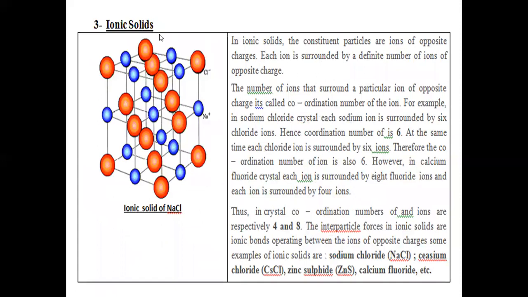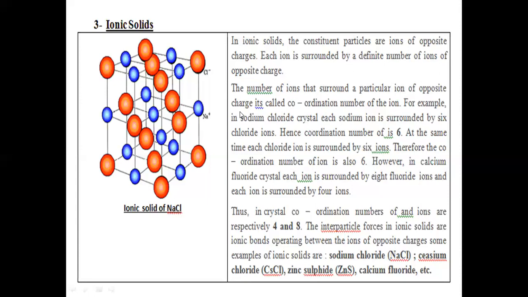Next type of crystalline solid is ionic solid. Here the structure shown is of NaCl, sodium chloride. Here what happens, the sodium ion and chloride ion are held together by electrostatic forces or ionic forces or ionic bond. So here every sodium ion is surrounded by six chloride ions, and vice versa. Means chloride ions also in turn are surrounded by six sodium ions.